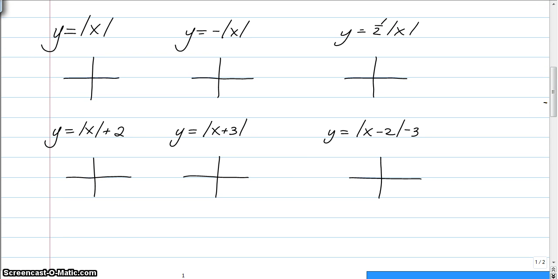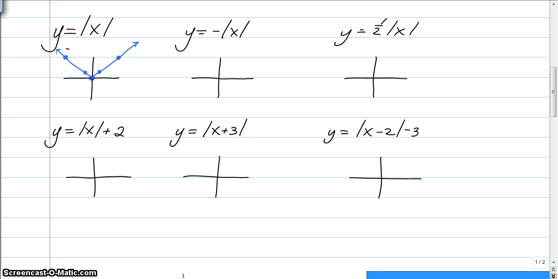So y is equal to the absolute value of x. Let's think about this. What's the absolute value of 0? 0. What's the absolute value of 1? 1. What's the absolute value of 5? 5. What's the absolute value of a negative 1? 1. What's the absolute value of a negative 5? 5. Absolute value graphs are going to look like a V with a vertex.